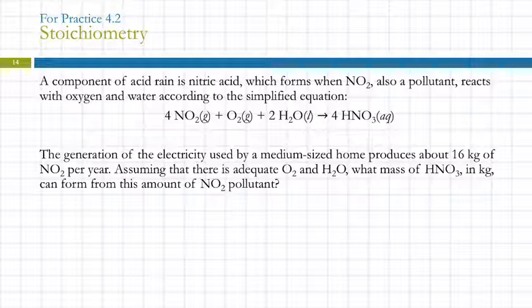There are a lot of words in there. There's a story, right? Background information. What we need are the numbers and the units. So this is telling me 16 kilograms of NO2. So I'm going to write that under NO2. 16 kilograms. Then the question is, what mass of HNO3 in kilograms? So my question is about the HNO3, and the unit is kilogram.